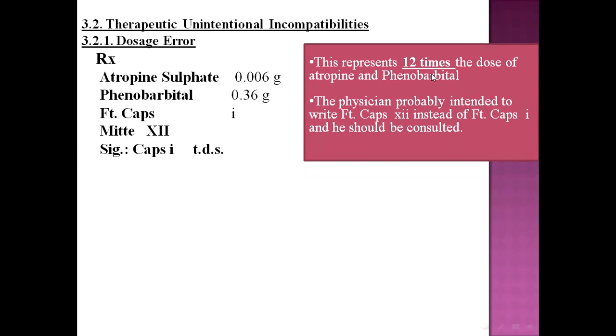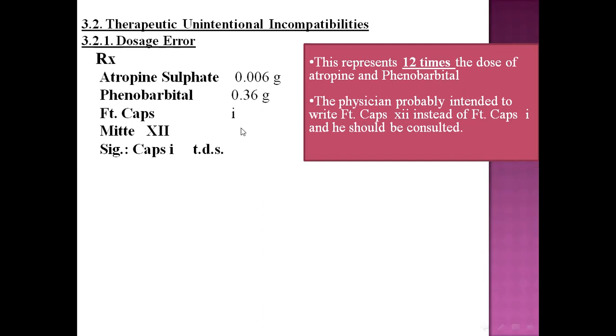This represents 12 times the dose of atropine sulfate and phenobarbital. The physician probably intended to write fiat capsule 12. He should have written fiat capsule 12, which means that the 12 capsules contain those amounts. So this is 12 times the normal dose.